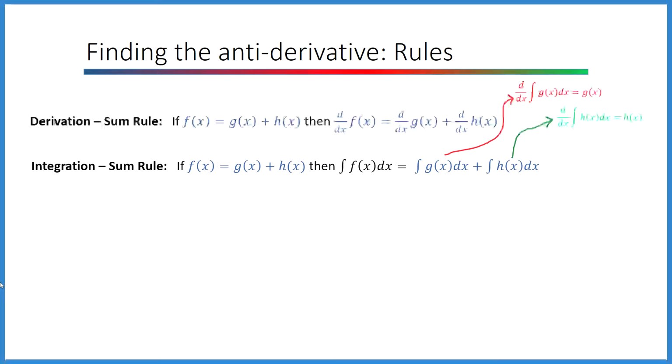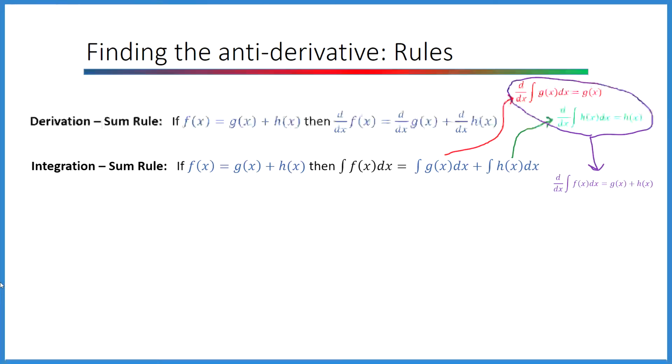Now if we add those functions together, we find that the derivative of the right-hand side of the equation is g of x plus h of x. So that must be equal to the derivative of the left-hand side of the equation. So we know that the derivative of the integral of f of x dx equals g of x plus h of x. So that actually checks out. Okay, that integral rule works.